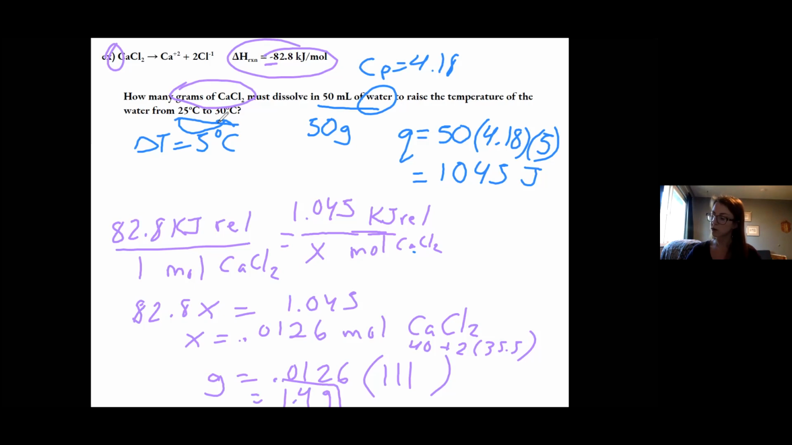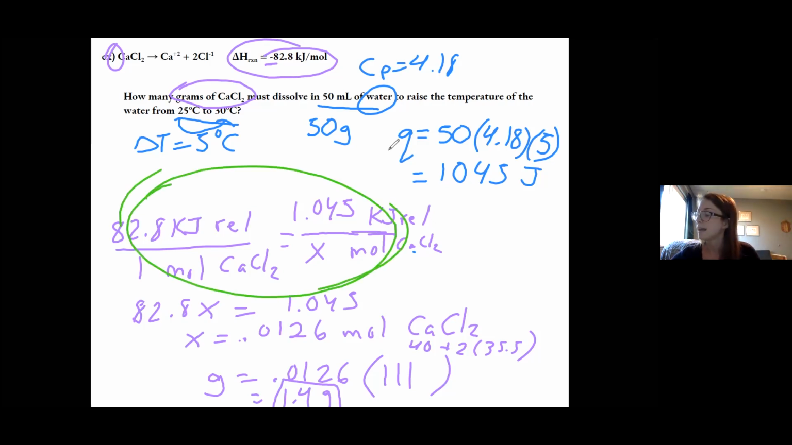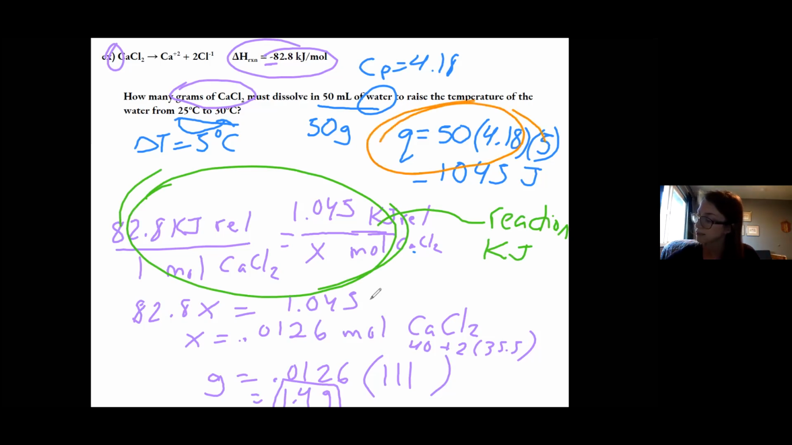So this one is backwards, but has all the same components. A nice overview for you: everything in the proportion has to do with the reaction, and our units should always be kilojoules. Everything in Q equals mCp delta T has to do with water, and our units are always in joules. So you'll always have that crossover in between.